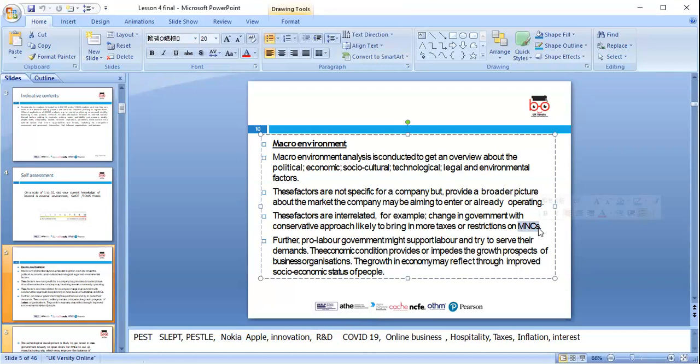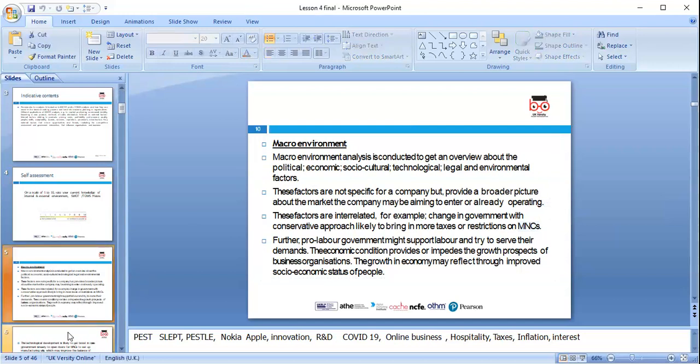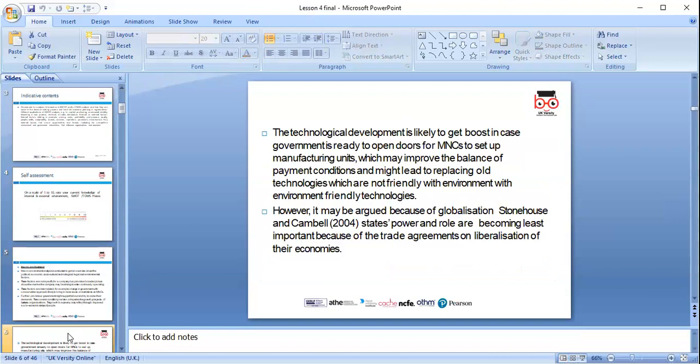Growth of the business organization and the economy is reflected through improved social economics. So if a country has law and order problems, then of course companies can't really grow the business, and ultimately it will be a loss for the country as well as the organization. Technology development is likely to get a boost if the government is ready to open doors to multinational corporations to set up manufacturing units, which may improve the balance of payment condition and might lead to replacing old technology which is not environment friendly.